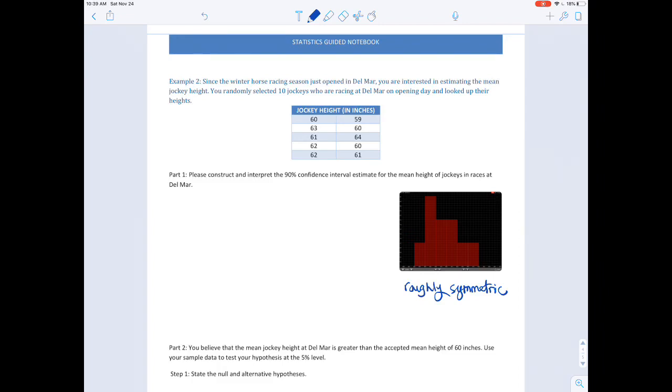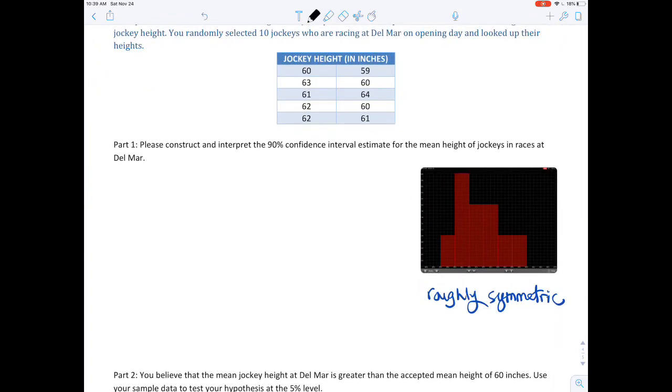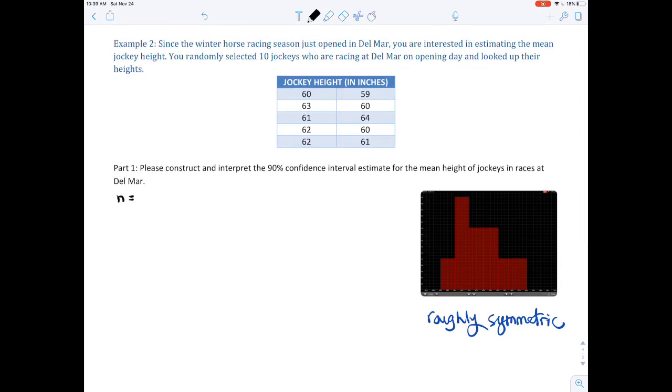And so now let's identify all the stuff we're going to need. So here we've got our n is equal to what? Beautiful, 10. We've got 10 jockeys. So our degrees of freedom will be equal to n minus 1, which is 10 minus 1, which is 9. Awesome. Okay, and now we just need to figure out what our t-value is going to be.